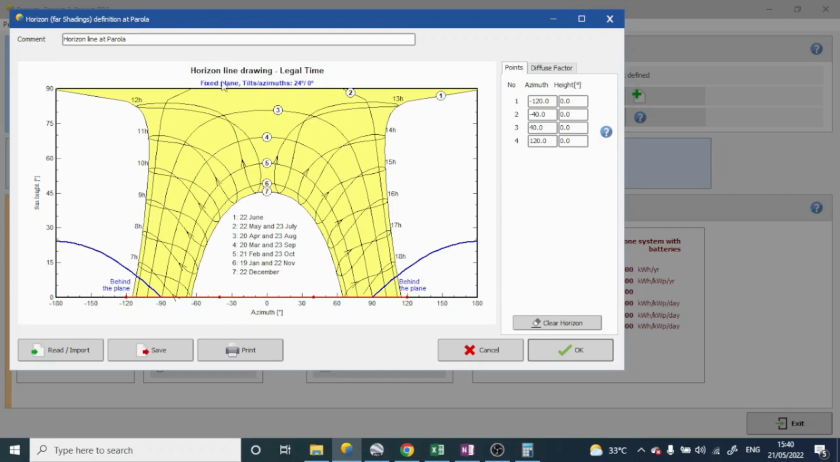So whenever we keep a fixed plane, tilt angle is 24 and azimuth angle is 0, for these particular days, let's say 22nd June, 22nd May to 23rd July, 20th April and 23rd August, 20th March, like this. So the numbering shows how the behavior will be on these particular days. Let's say the 21st February and 23rd October, these two dates have been given. So on this particular site, on this particular horizon, we can see how the sun is going to behave.